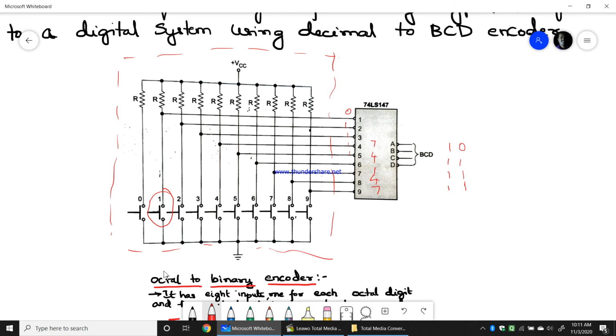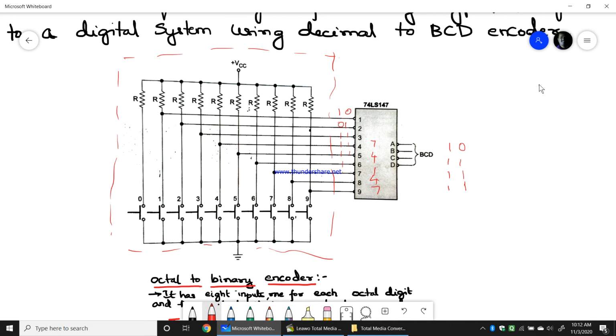Now what I will do, I will release the button 1, and then I will press 2. So once it is released, VCC is connected, so this becomes 1. This is pressed now, so this is connected to ground, so this becomes 0, all others will be 1, and that makes BCD output 2 to be given as an output. Similarly, I will release this button now, I will press 3.